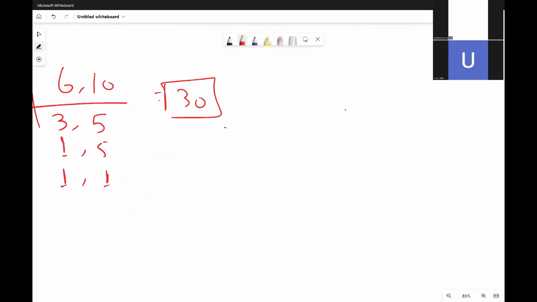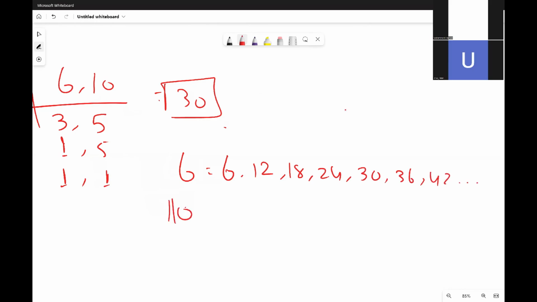How is this answer true? Write down the multiples of 6. 6 ones are 6, 6 twos are 12, 6 threes are 18, 6 fours are 24, 6 fives are 30, 6 sixes are 36, 6 sevens are 42, and so on. Write down the multiples of 10. 10 ones are 10, 10 twos are 20, 30, 40, 50, and so on. Is there a common multiple? Yes. 30 is a common multiple.